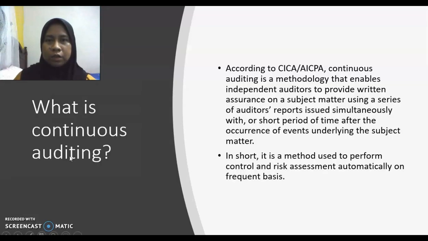What is continuous auditing? Here I've provided the definition according to CISA or AICPA. From this definition, in short, we can say that continuous auditing is a method used to perform control and risk assessment automatically on a frequent basis.